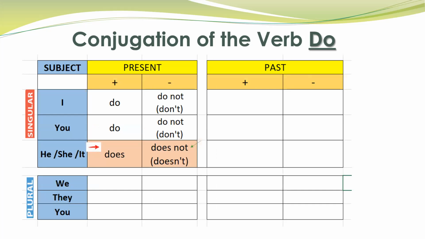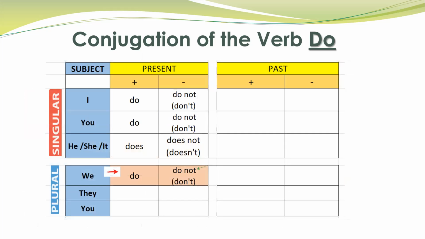The third person. This is going to change because now we're going to say does for the present affirmative. Present negative would be does not. We're simply adding not to does. And most people contract it and would say doesn't.